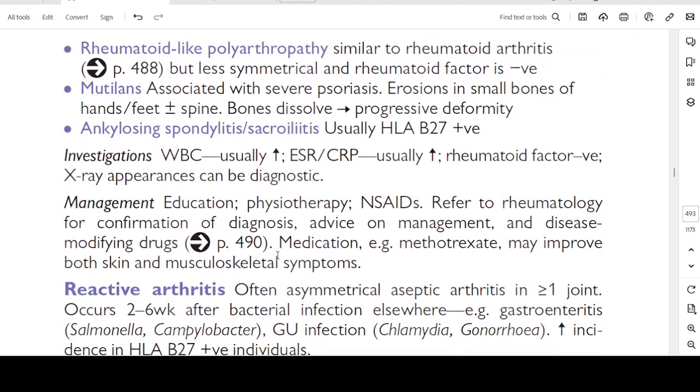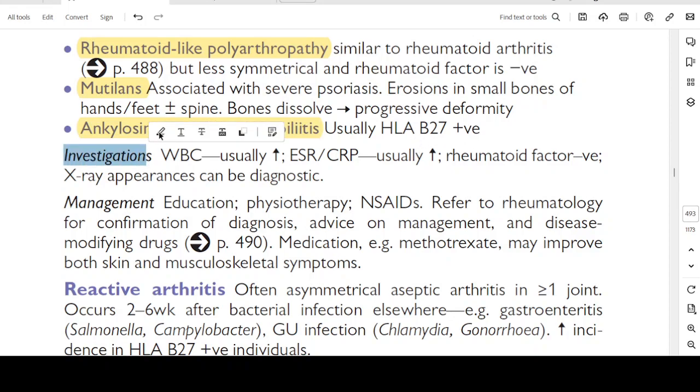Rheumatoid-like polyarthropathy is similar to rheumatoid arthritis, but less symmetrical, and rheumatoid factor is negative. Arthritis mutilans is associated with severe psoriasis, with erosions of small bones of the hands and feet plus spine, bones dissolve, leading to progressive deformity. Ankylosing spondylitis or sacroiliitis, usually HLA-B27 positive.